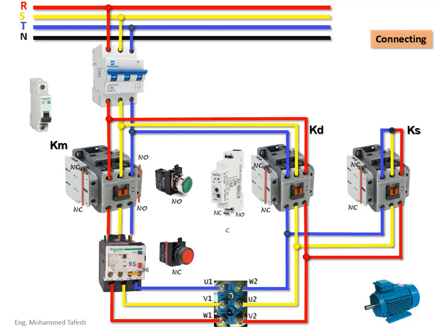Now, I'm going to connect the control circuit from one of the phases to the main circuit breaker for control, and then to the closed contact points 95 and 96 in the overload, and then to the stop button and then to the start button.